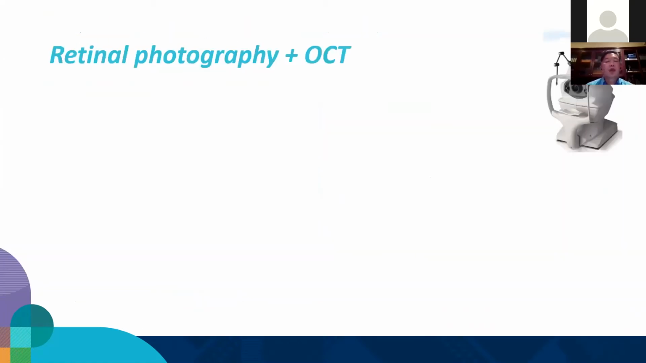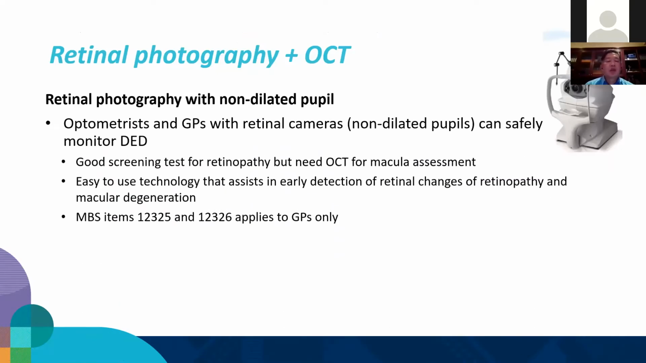So basically, certainly if you've got a retinal photographer machine, then take a picture. But these days, most of them will have an OCT attached to it as such. And there's a good way of safely monitoring diabetic eye disease. It's a good screening test for diabetic retinopathy, but you do need the OCT component to assess the macula properly.